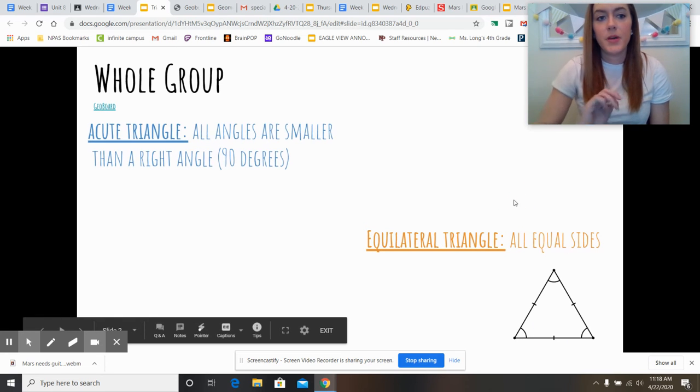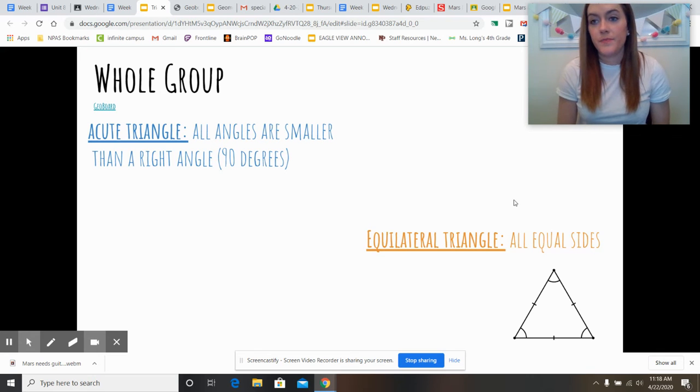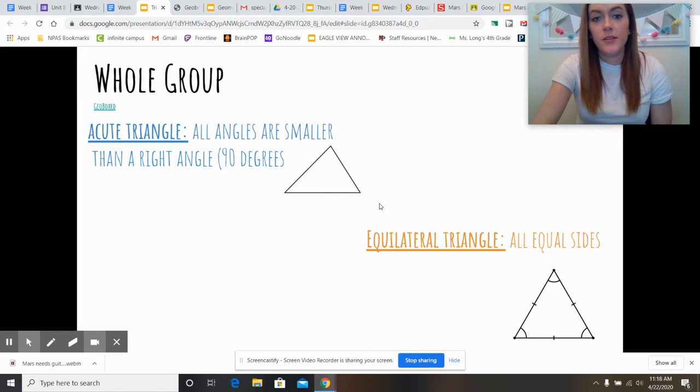The next one is an acute triangle. In order for a triangle to be an acute triangle, all the angles on the triangle have to be smaller than a right angle. So they all have to have angles less than 90 degrees in order for it to be considered an acute triangle. This would be an example of an acute triangle, because if you were to measure, all of these angles are less than 90 degrees. They're all acute.